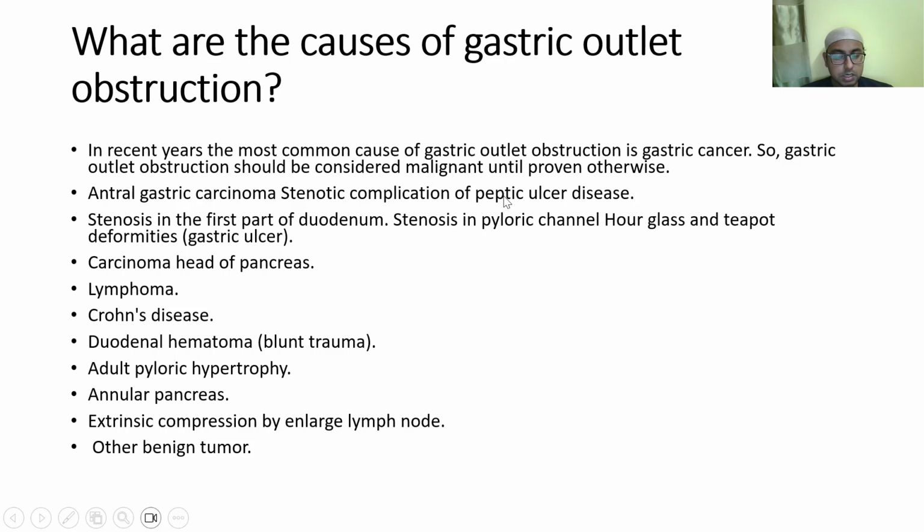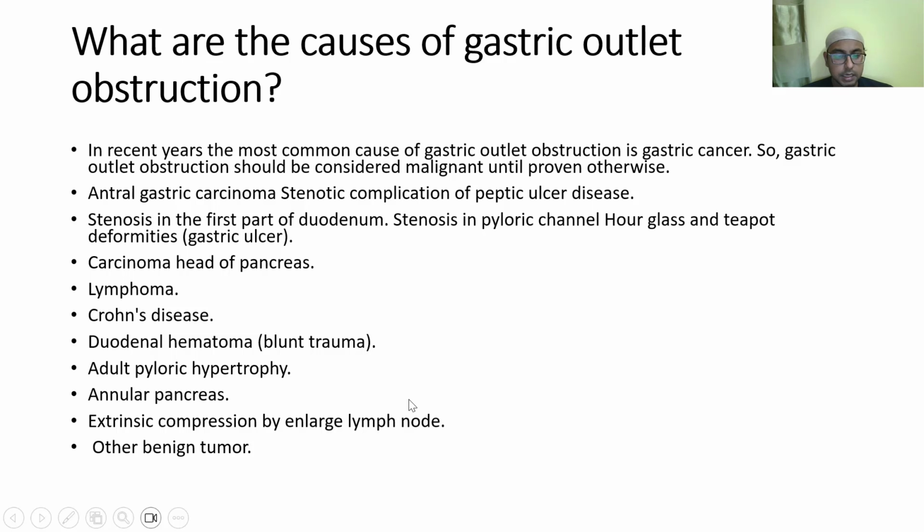And antral gastric carcinoma and stenotic complication of peptic ulceration are among the commonest causes. Okay, stenosis in the first part of the duodenum, stenosis in the pyloric channel, hourglass contracture, and teapot deformity are important contrast X-ray findings. Other causes are carcinoma head of the pancreas, lymphoma, Crohn's disease, duodenal hematoma, adult pyloric hypertrophy, annular pancreas, which is a congenital anomaly, and extrinsic compression by enlarged lymph nodes.